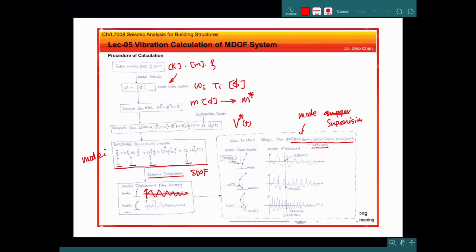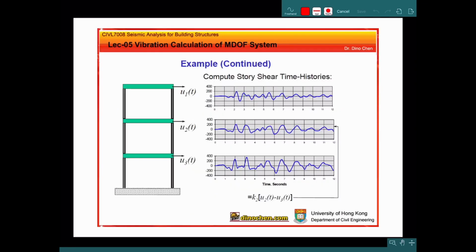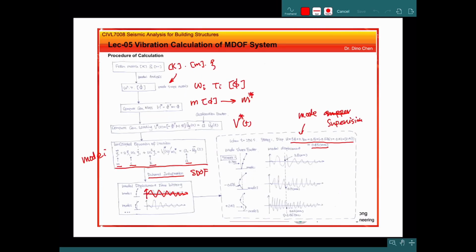What the meaning of superposition is, is to add up the three modes' results together. And then this is the result we compute from the mode superposition method. And then we get this result, we only get the displacement result. And this is the key result, the original result from the calculation.